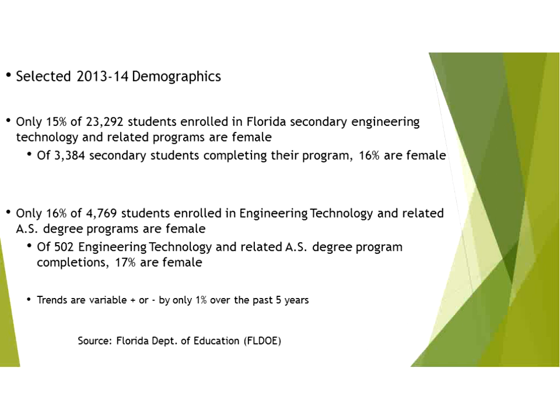So this trend continues. Only 16% of almost 5,000 students enrolled in engineering, technology, and related associate degree programs in college are female. And of the 502 engineering, technology, and related AS degree program completions, 17% are female. And these trends are variable, plus or minus only 1% for about the past 5 years. So not much has changed according to the data in the past 5 years.